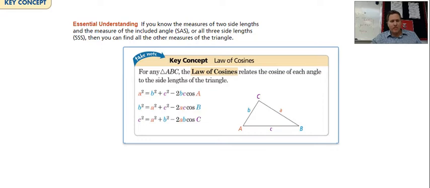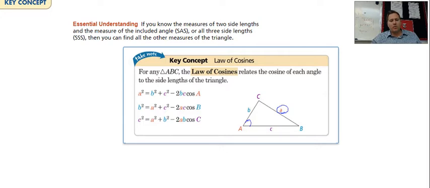So the formula is this right here. If I have my triangle, here's my angle and the side across from it is a. So a squared is going to equal b squared plus c squared, the two sides across from it, minus 2 times those two sides times the cosine of A. And we can also find the angle as well.